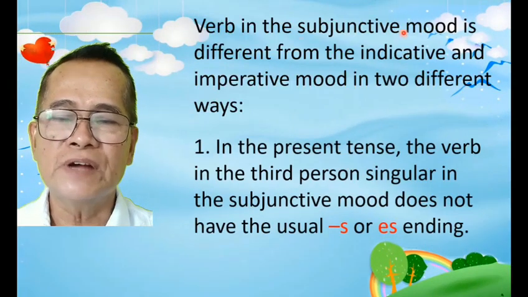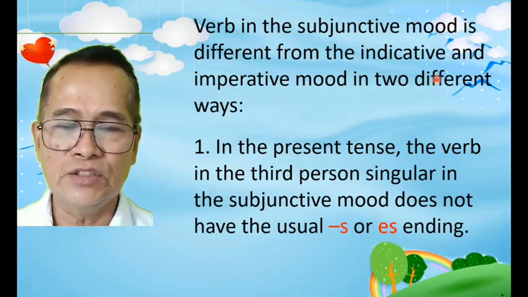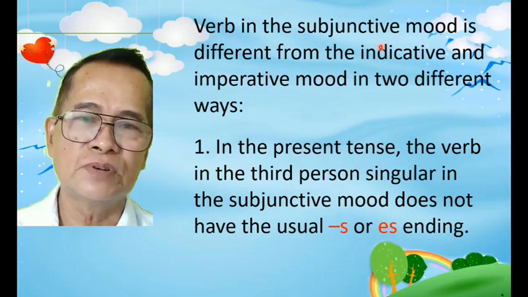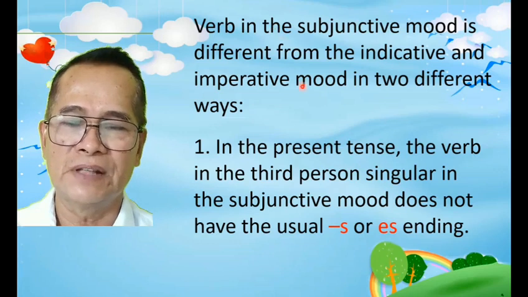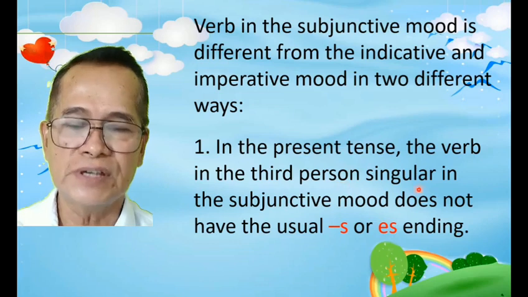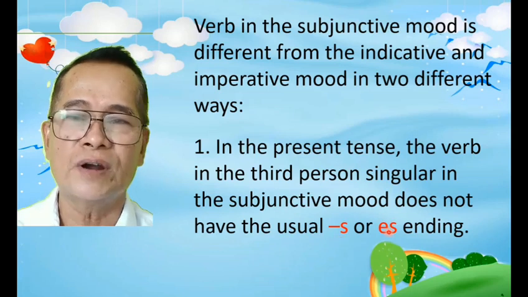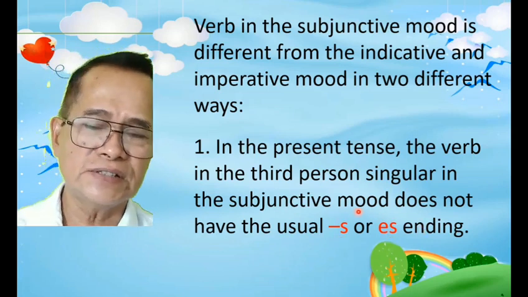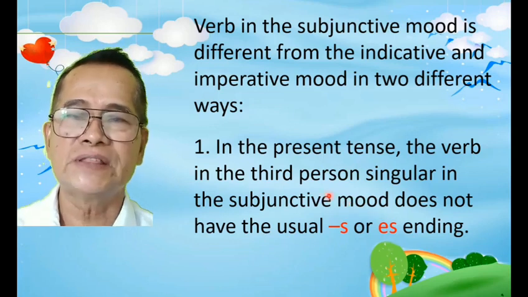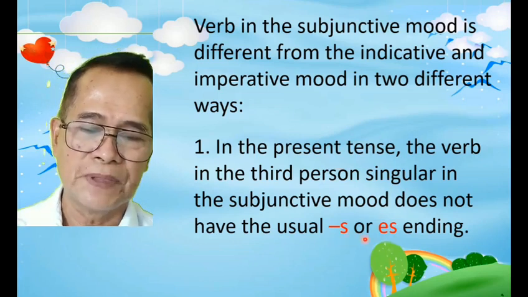Now, verb in the subjunctive mood is different from the indicative mood and imperative mood in two different ways. Dalawa ang pagkakaiba ng subjunctive mood dito sa indicative and imperative mood. Number one is, in the present tense, the verb in the third person singular in the subjunctive mood does not have the usual S or ES ending. In ordinary sentences, pag sinabi natin indicative mood, that is ordinary sentence, usually, if the subject is third person singular, palagi ang may kasunod na S ang verb or ES.